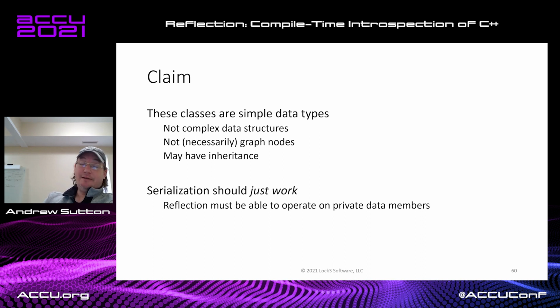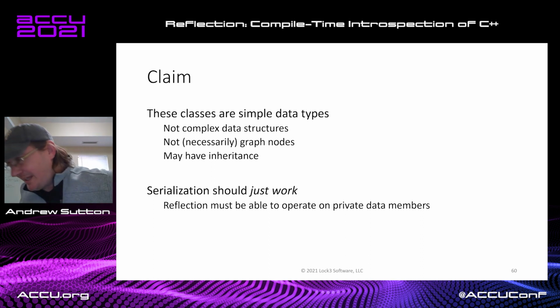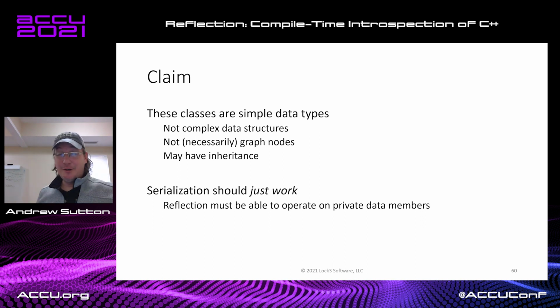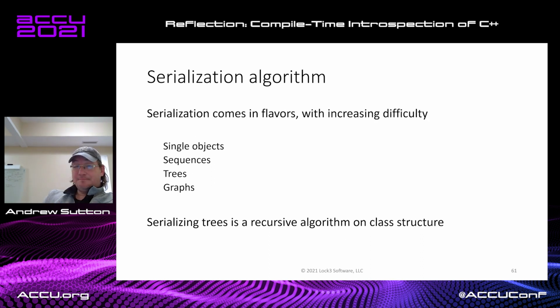It has to. Excuse me. If I don't want to write any code, then I have to be able to define facilities that actually operate on code that would typically be hidden from me. Right? So serialization basically comes in a bunch of levels or flavors with increasing difficulty as you go down.